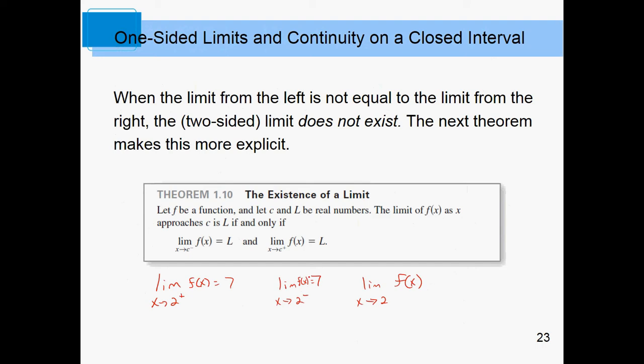Now, if I were to tell you that the limit as x approaches 2 from the left is 8, then what would the limit be? Does not exist, right? Because they're going to different values. That make sense? All right. Now make sure you stop me if something doesn't make sense.